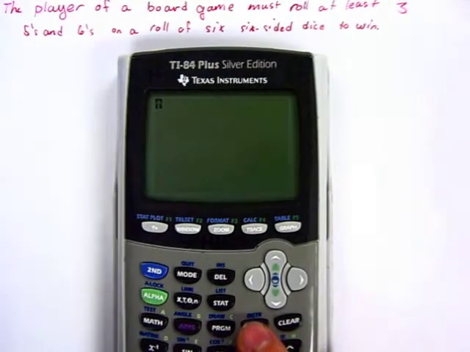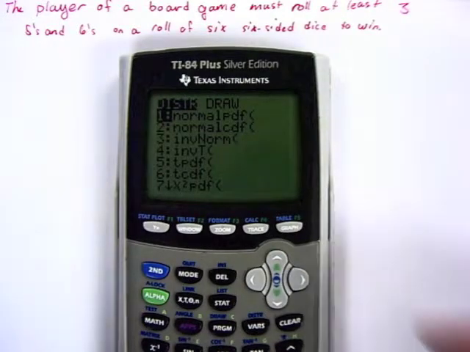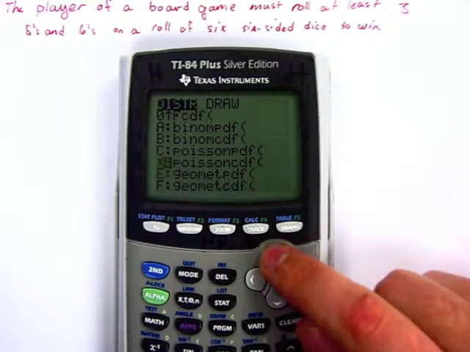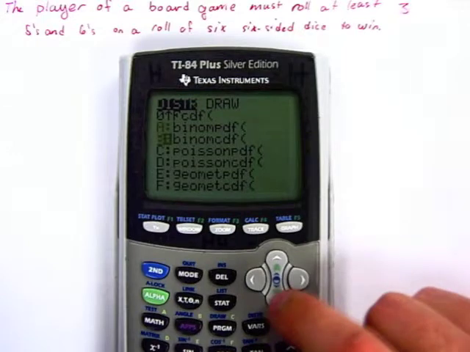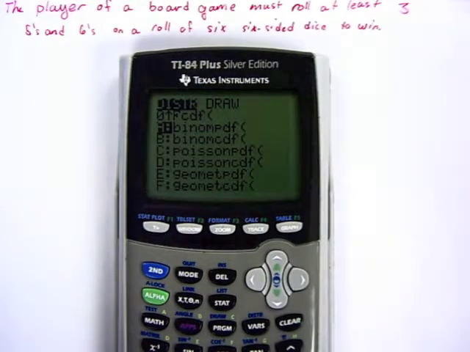Just like with normal CDF and normal PDF, which was our last video, we're going to go into the distribution menu first. To find the binomial probabilities, I find that it's a lot easier to scroll up rather than to scroll down, and you can see third from last here we have the binomial PDF and the binomial CDF. Just like with the normal functions, PDF is going to find us the height of the function, and CDF finds us a range, an area.